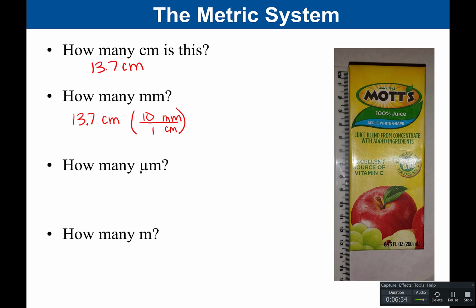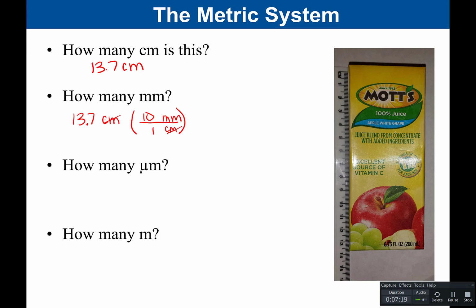So when we do the cross canceling, the centimeters, those units are going to cancel, and we're going to be left with millimeters. Now notice that the 10 is on the top, which means we're taking 13.7 and we're multiplying by 10. So if I have 10 groups of 13.7, first thing you want to ask yourself is, is the number going to get larger or smaller? My number is going to get larger because I have 10 times as much.